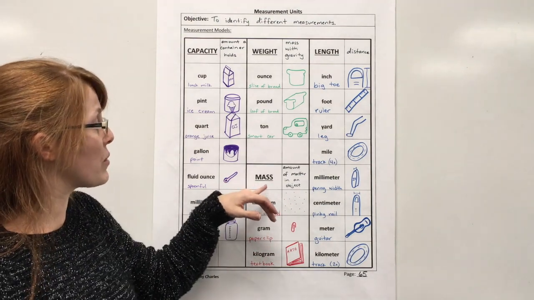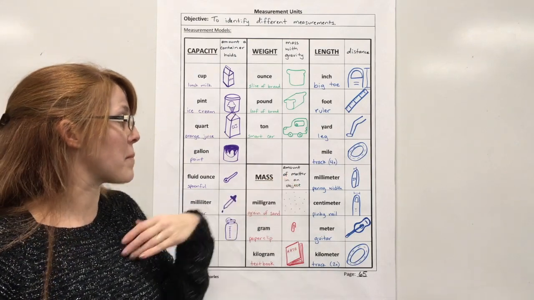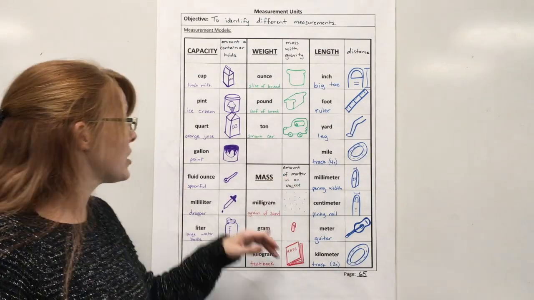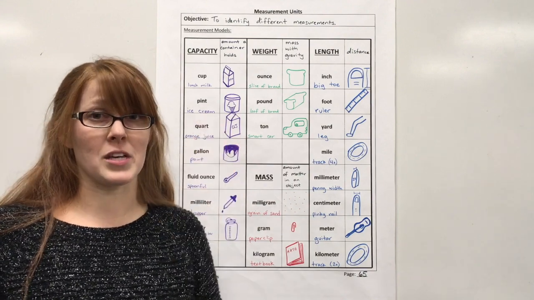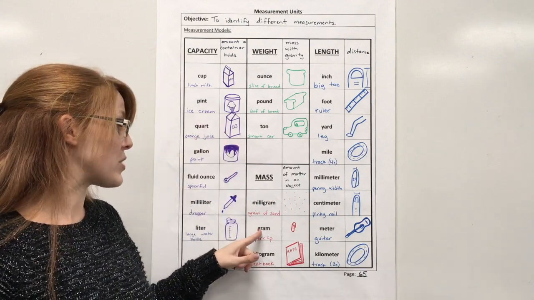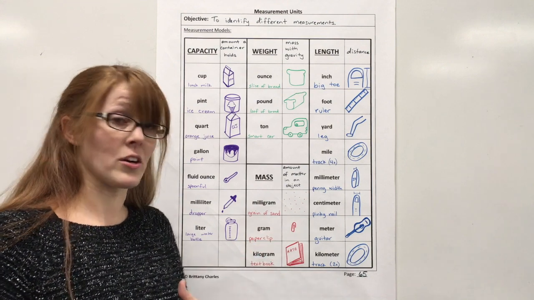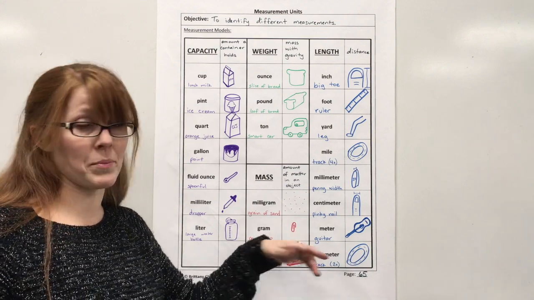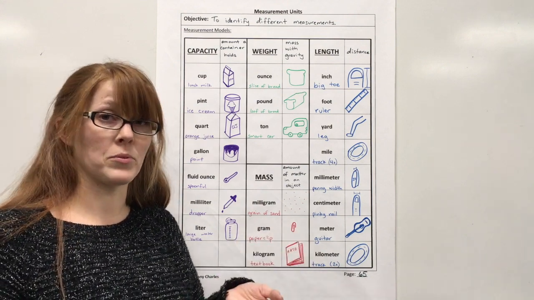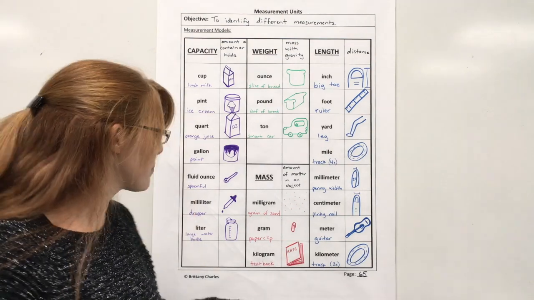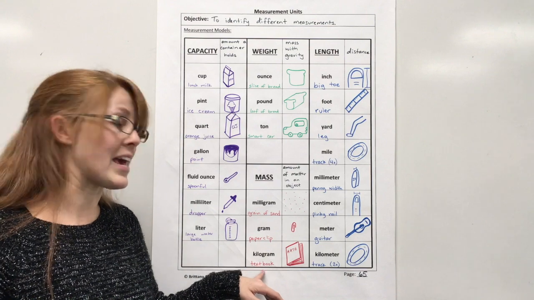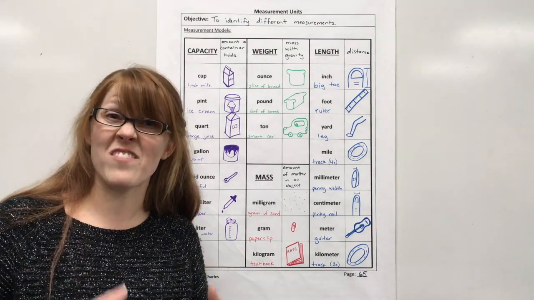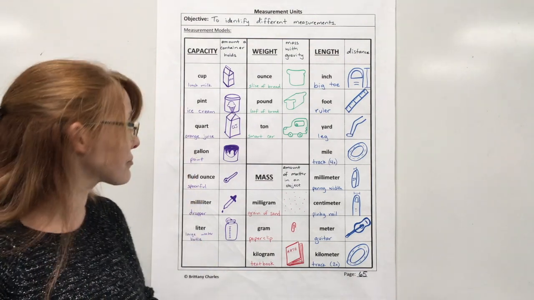Okay, and then we have some mass measurements, which means the amount of matter in an object. So a milligram is really, really small. It's like 1 grain of sand. And a gram is a little bit larger, and it is about the mass of a large paper clip. And then a kilogram would be about like a textbook, so a little bit heavier, like a textbook.